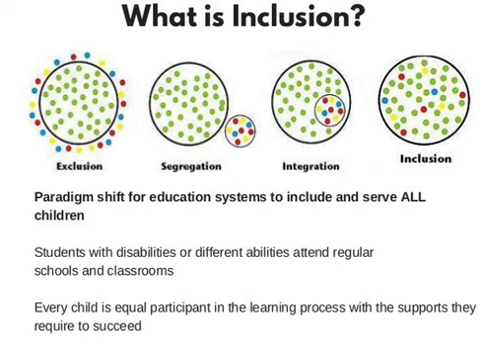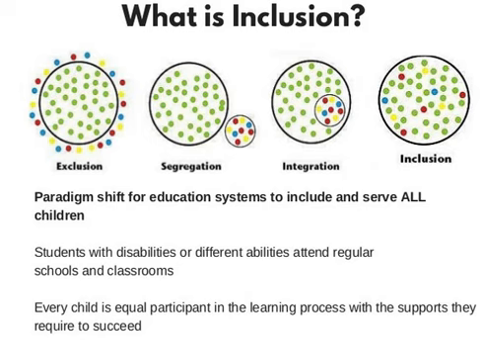So when we talk about different models, we go by these pictures. In the first picture, we do not include anybody in the class or in the same pedagogical process. That's exclusion. The second picture shows segregation, which is the usual process that happens in the education scenario. Integration and inclusion is the most modern method of education, which is quite a paradigm shift for education systems to include and serve all children.